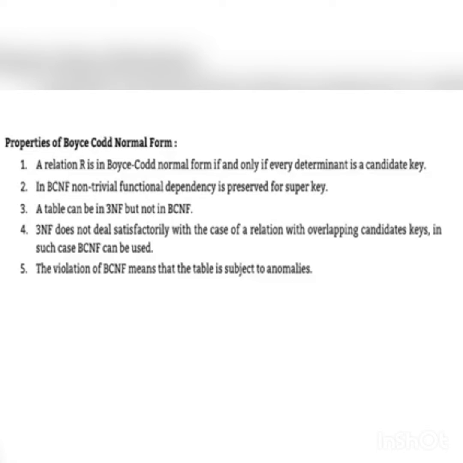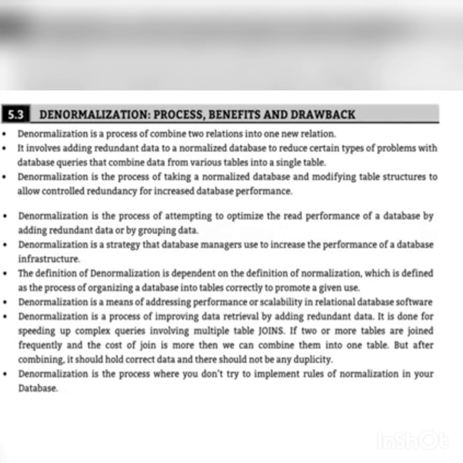And the last property, last but not least, is that the violation of BCNF means that the table is subject to anomalies. You already know about the different anomalies like delete anomaly, update anomaly, insert anomaly, likewise. And now the last point of our syllabus, that is denormalization. It is the last point of this unit as well.